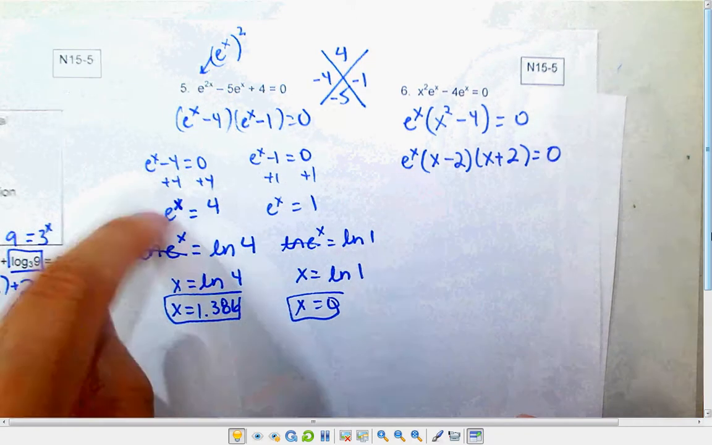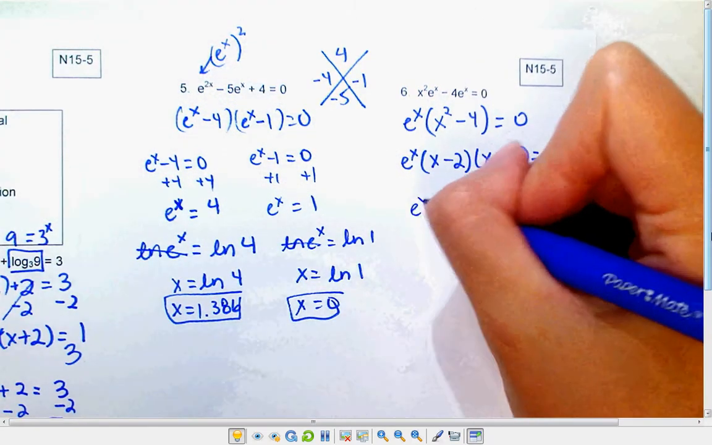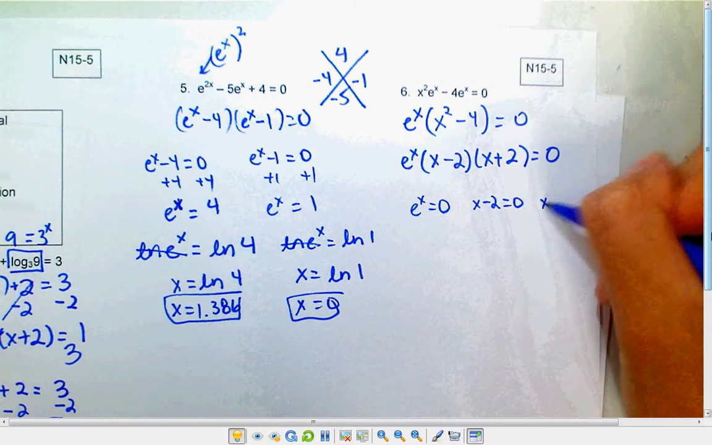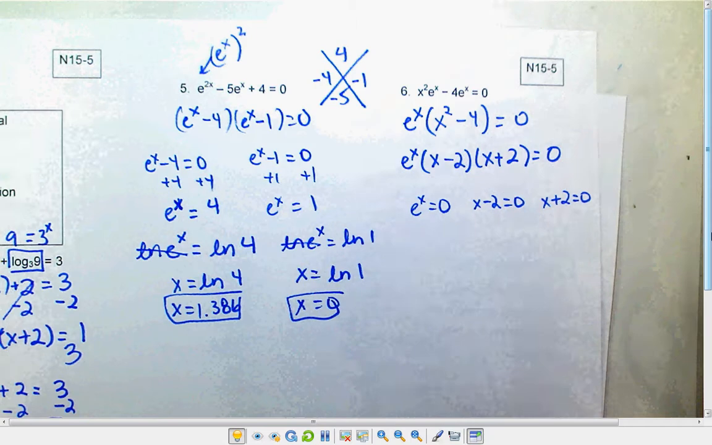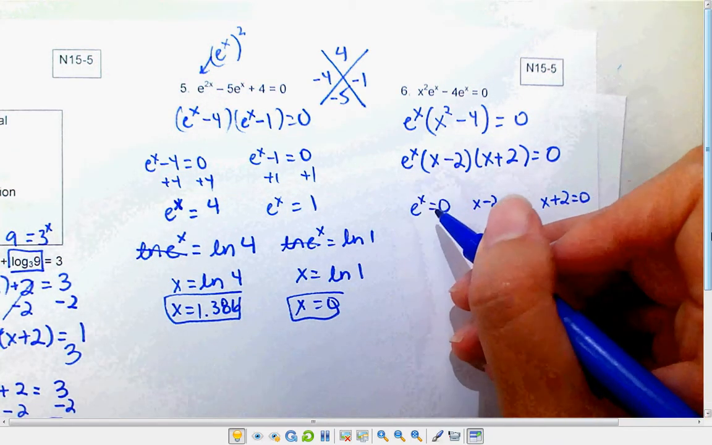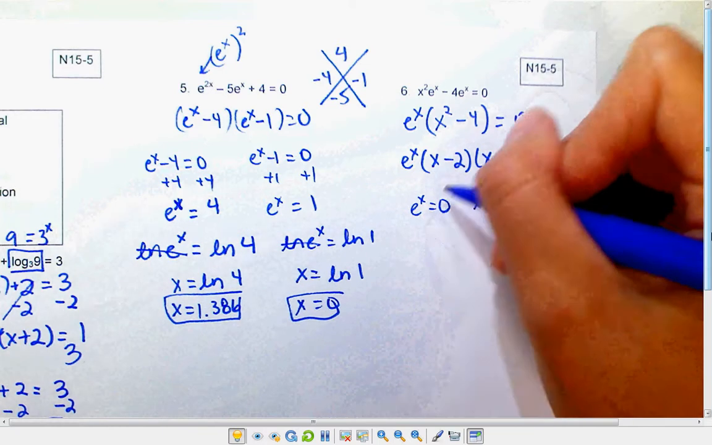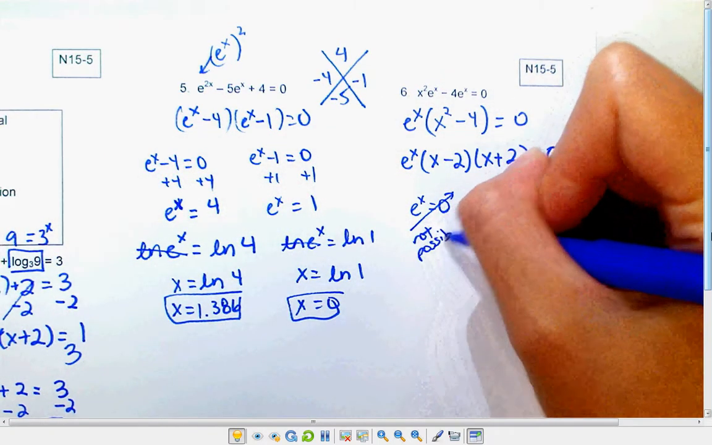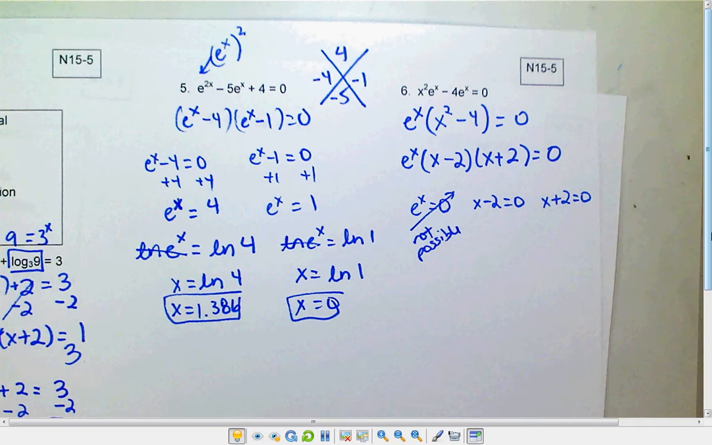And just like for this problem, we're just setting them all equal to 0. So e to the x equals 0, x minus 2 equals 0, x plus 2 equals 0. So e to the x equals 0. E to what power gives me 0? This is actually not possible, because e to no power is going to give you 0. So that one doesn't give us an answer.